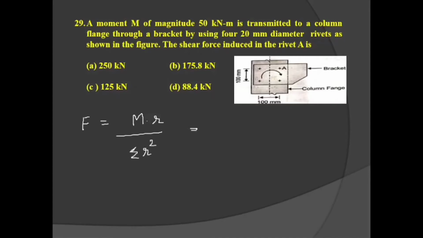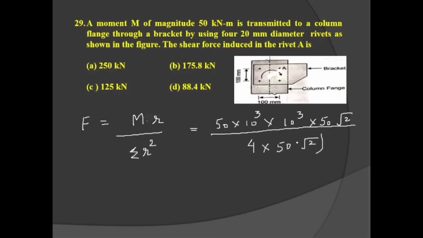The moment is given as 50 kilonewton meter. Newton to kilonewton is 10 to the power 3, meter to mm is 10 to the power 3, so the total multiplied power is 10 to the power 6, into radial distance, 50 plus 50, that is 50 under root of 2, by the Pythagoras theorem. This radial distance I am talking about, from here to here, whole divided by 4 times the radial distance square, 50 into under root of 2 whole square.